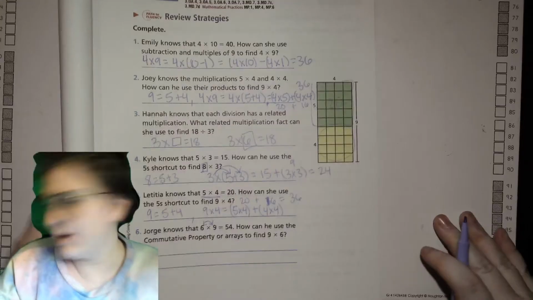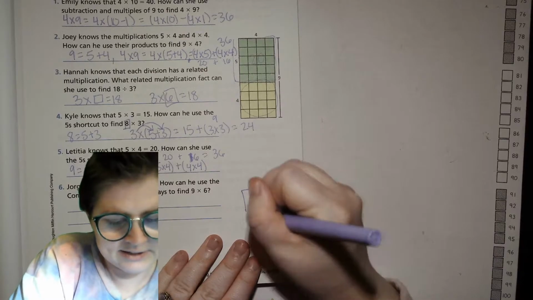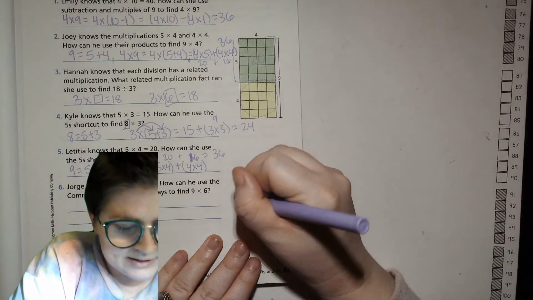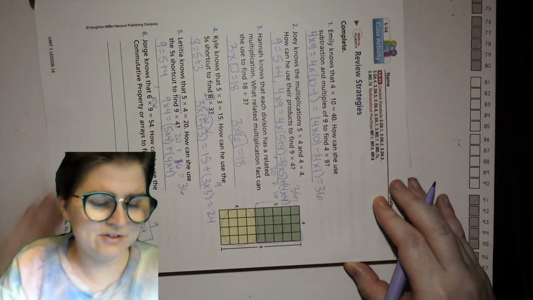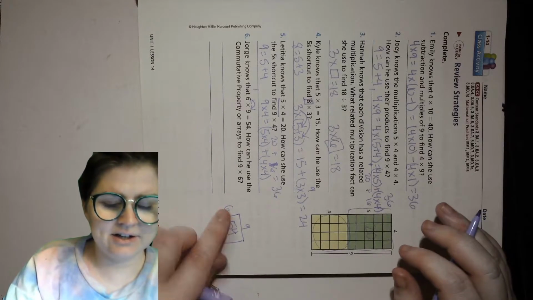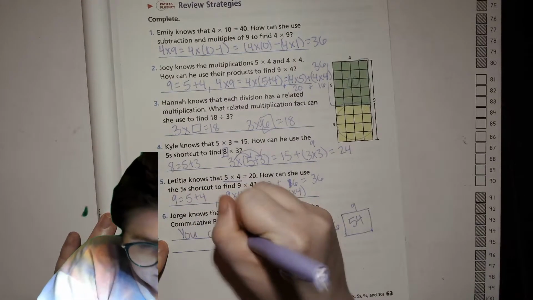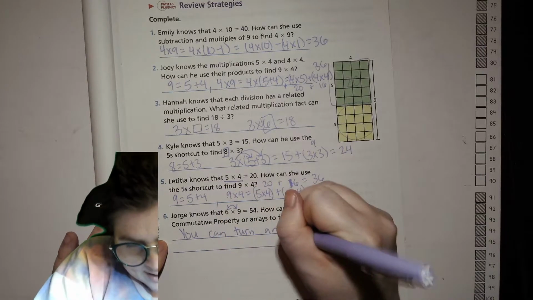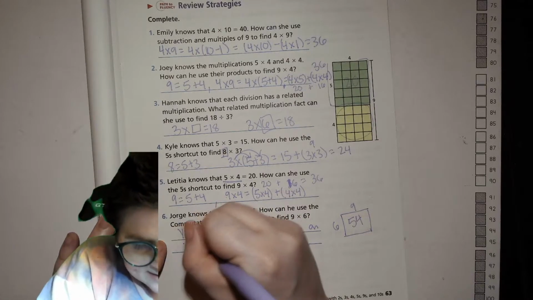If you're looking at an array, all you'd have to do, say like this, if you know 6 rows and 9 columns is 54. If you shift it, whoops, I bonked my camera. You just turn it on its side. You can't see it there. 6 columns and 9 rows is also 54. So you can turn an array on its side.